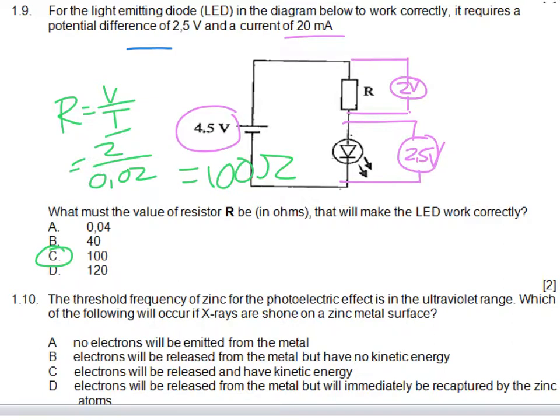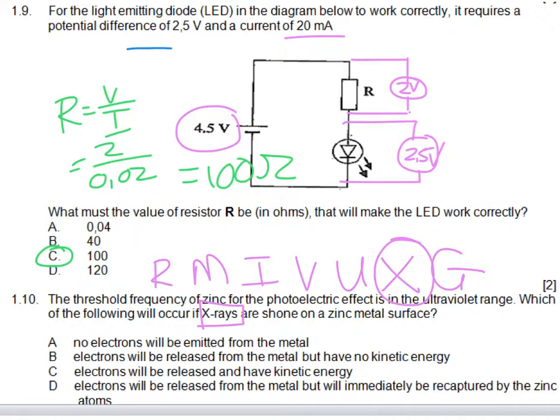So that's fairly simple. The threshold frequency of zinc for the photoelectric effect is in the ultraviolet range. Which of the following will occur if X-rays are shone? You are expected to know that it goes radio waves, microwaves, infrared, visible, ultraviolet, X-rays, and then gamma rays. You are expected to have a vague understanding of the electromagnetic spectrum. And therefore, when I put X-rays on, it means that I am putting even more energy onto those particles. So the electrons will be released with more energy than they had when it was just ultraviolet, which was the threshold frequency. So C is your correct answer.